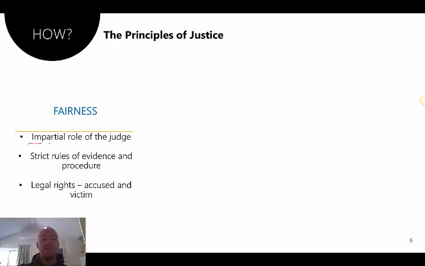Fairness is obviously promoted through the impartial role of the judge. The fact that there are strict rules of evidence and procedure means that every accused person is subject to the same rules. It means there is no favouritism towards an accused person or the prosecution, which means that you're treated impartially. And obviously the legal rights of the accused and victim come in here, and we'll understand them in more depth to see the impartiality aspect.